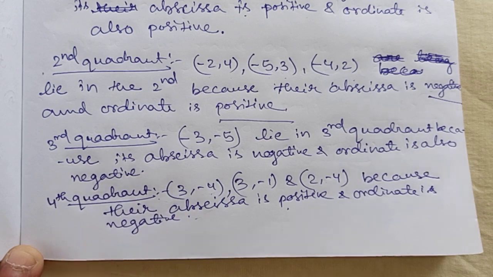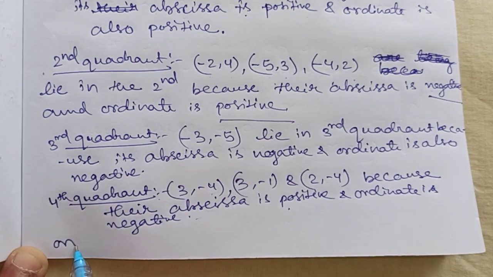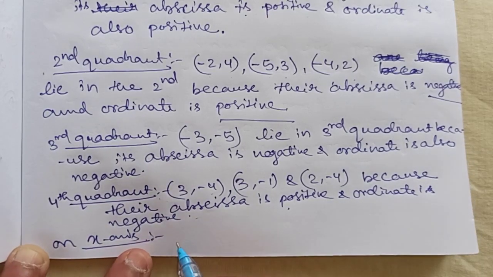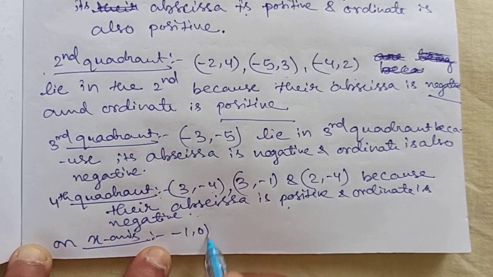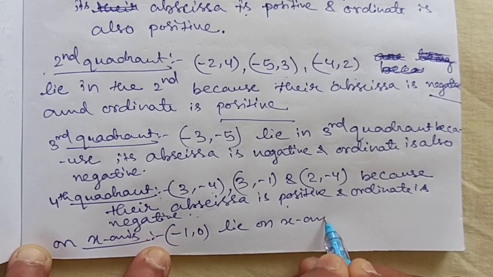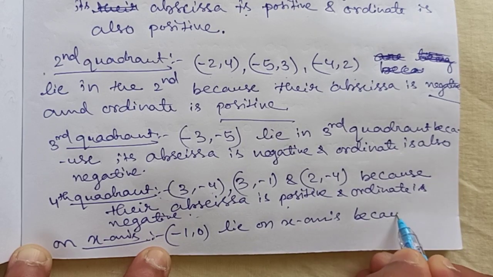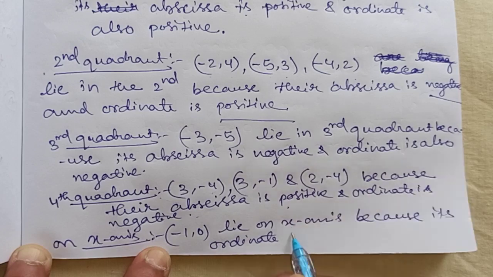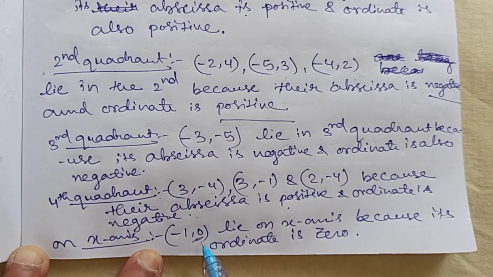Okay, and the last bit is on the x-axis. (-1, 0) lies on the x-axis because its ordinate is 0. Okay, as its ordinate is 0, that's why it is lying on the x-axis. If its abscissa is 0, it will lie on the y-axis.